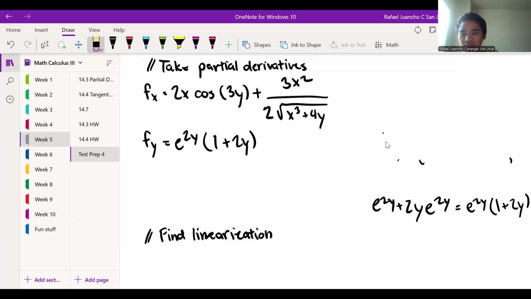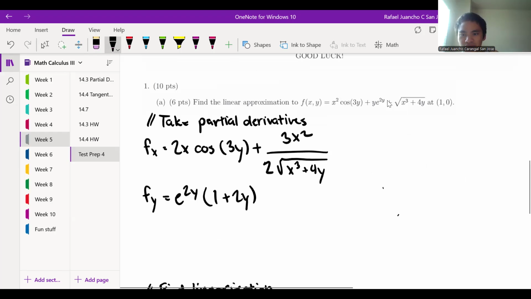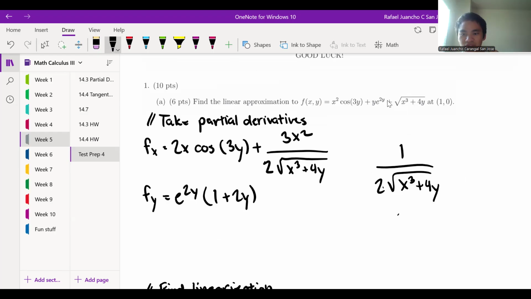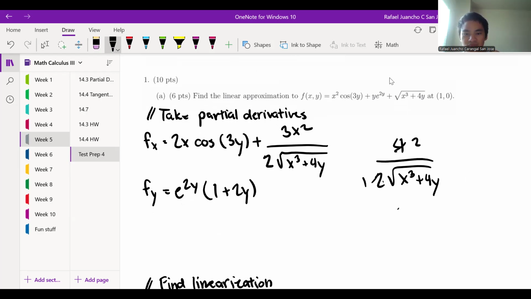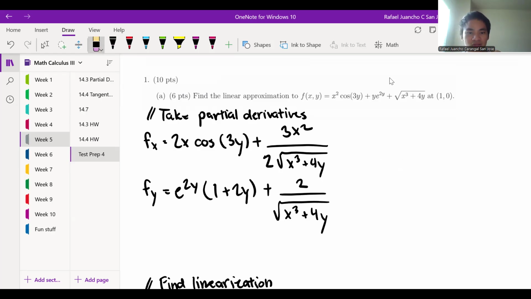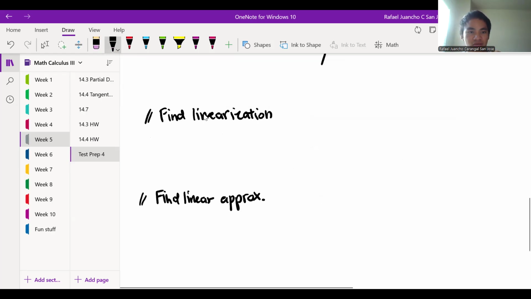And what else? The last one is cube root, so 1 over 2, and then the chain rule. Well, here I just have 4. I divide 2, 1. So I have 2 over this cube root. Done. And then from there, I need to find my points.